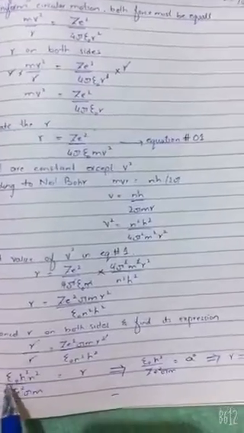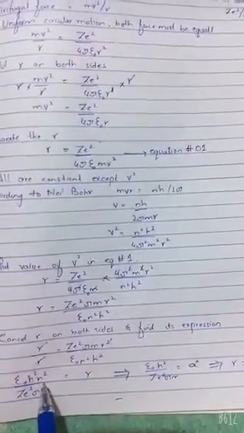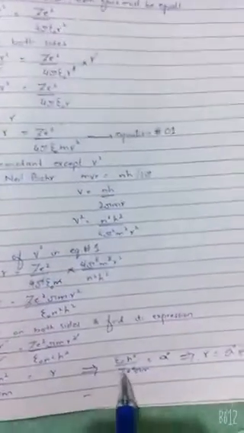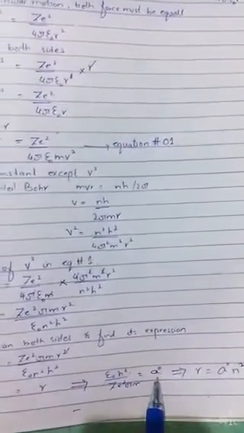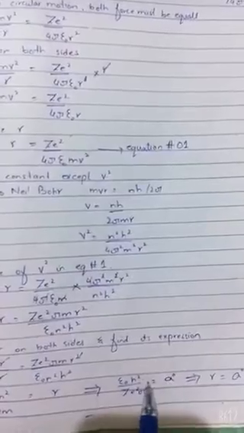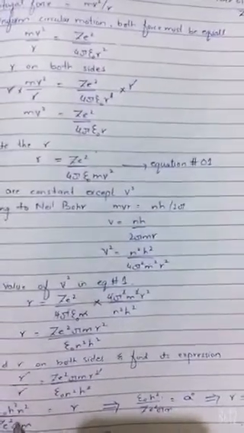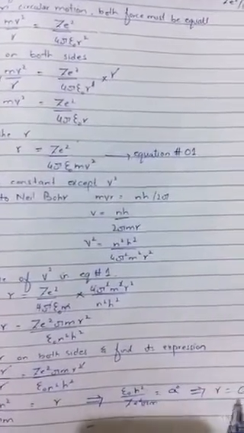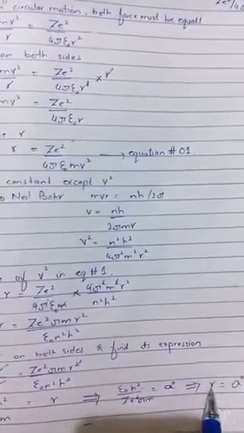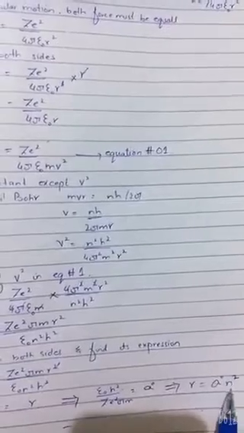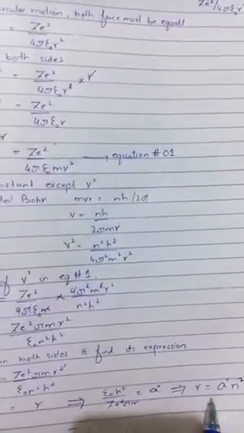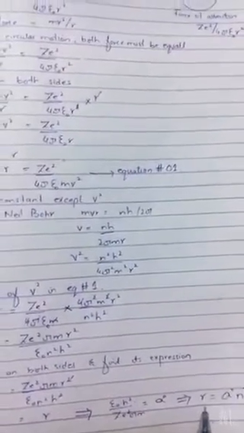All of these are constant except n. N is actually the number of the shell, so we represent all of the constants with a single constant, a naught. If we put this single expression in place of all these constants, the overall r becomes equal to a naught n square. By putting the value of n, the number of the shell, we can find the radius. Thank you so much.